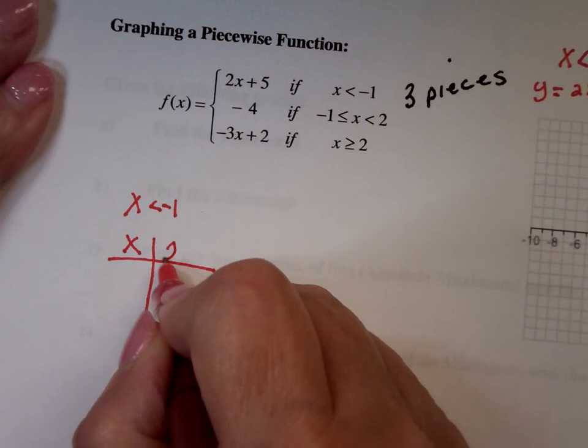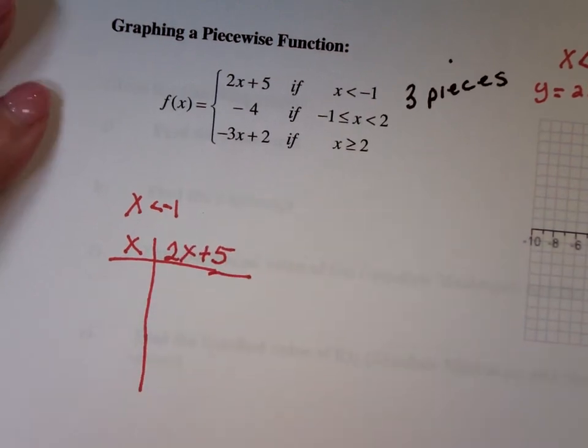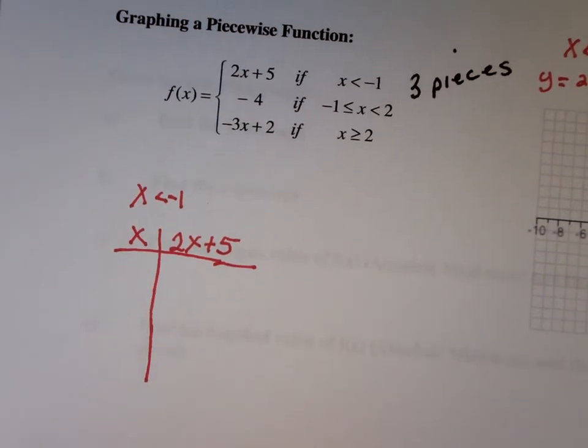I'm going to graph 2x plus 5, for x less than -1. I'm going to get as close to -1 as I need to, if the number is less than -1.